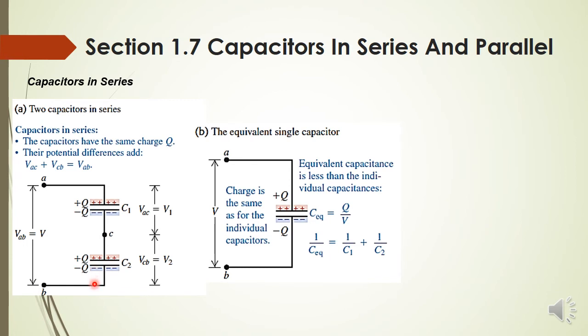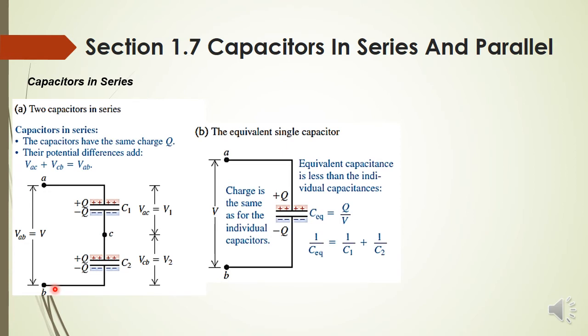To make it simple, capacitor 1 and capacitor 2 have different capacitance, but their charges are all equal. And also, from this figure, VAB is connected from A to C and from C to B.